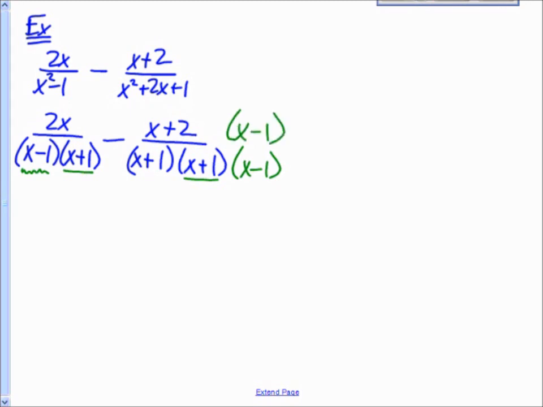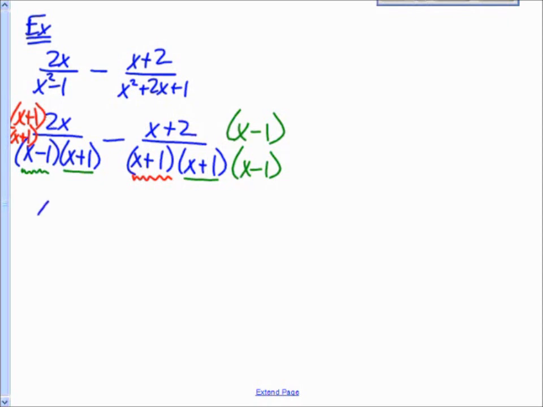Okay? Now the right-hand rational expression here has an x plus 1, whereas the left-hand side does not have a second x plus 1. So I give it an x plus 1 over x plus 1. Okay? So let's write it now.